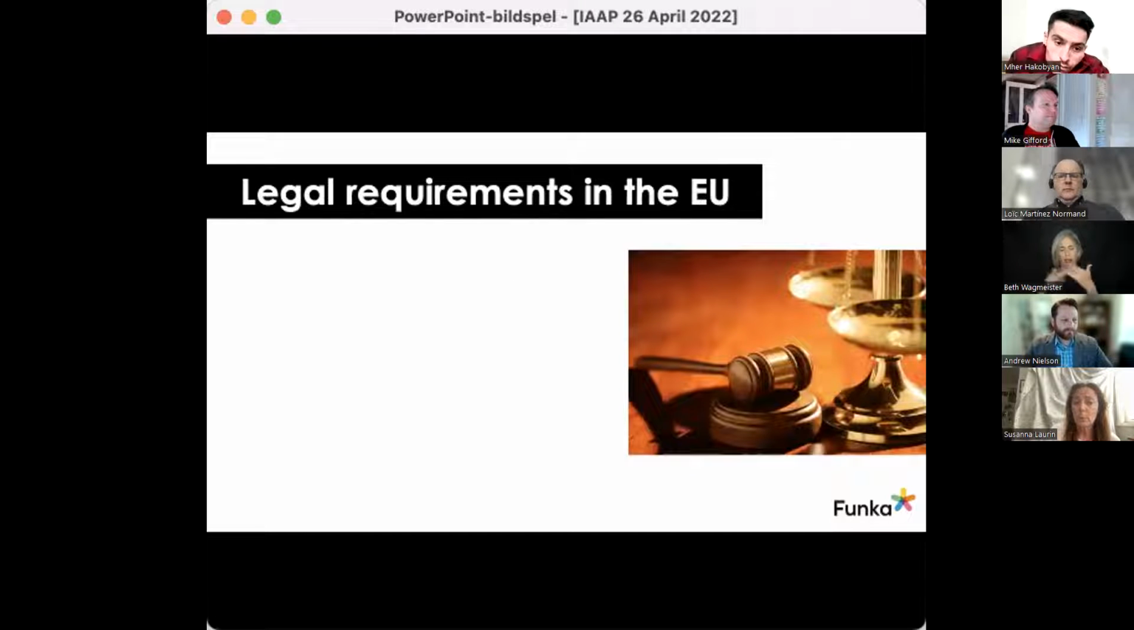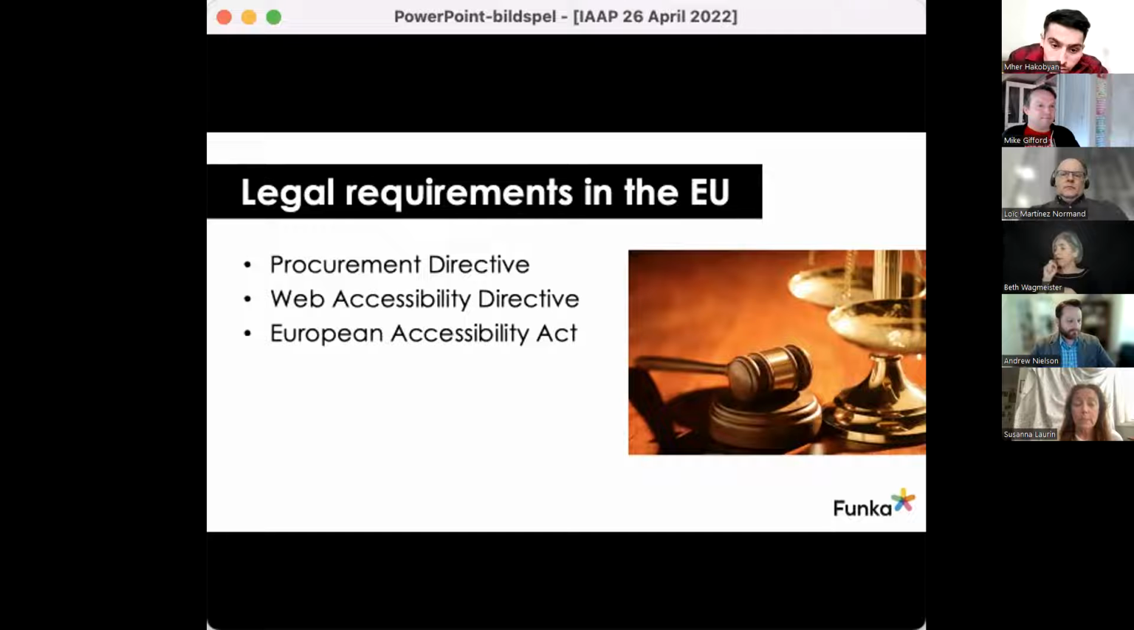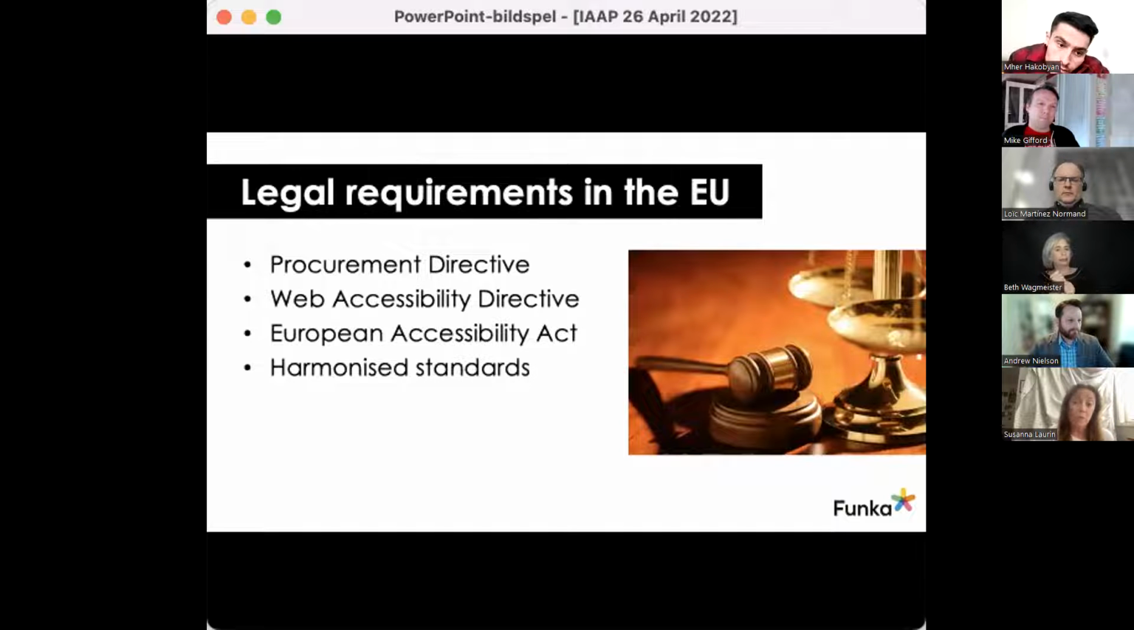So when we talk about the legal requirements in the EU, we have the procurement directive, which not so many people talk about, but it's a law and it's a directive. So it means it has been transposed in all the member states. And the Web Accessibility Directive, which everyone I think knows what it is, and the European Accessibility Act, which is the next generation legislation that will cover products and services, no matter if they are in the private or public sector. And then we have the harmonized standards that tell you what exact technical requirements are to be met for the presumed conformance. The procurement directive isn't that known because it's a weak legislation when it comes to the accessibility piece.